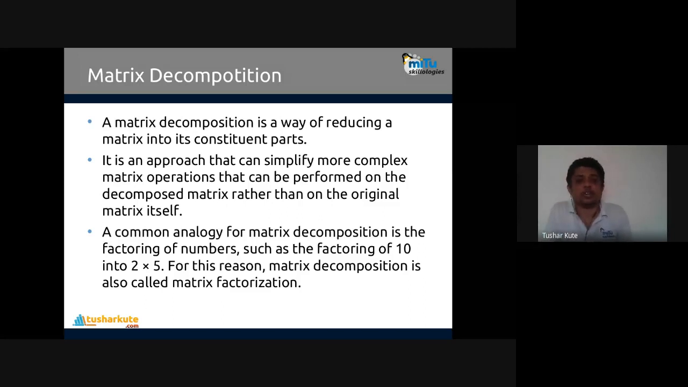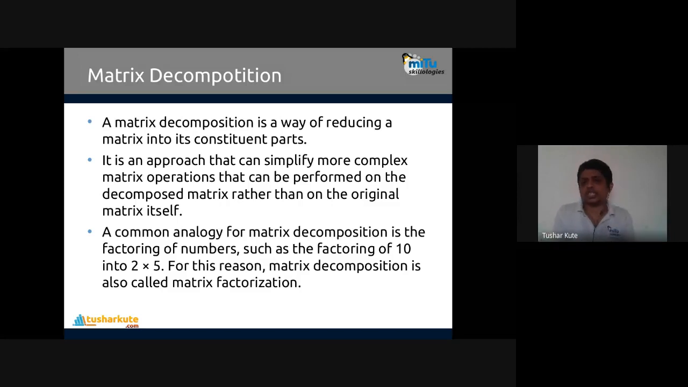For example, a common analogy for matrix decomposition is the factoring of numbers, such as factoring 10 into 2 times 5. Rather than performing the operation on 10, we perform it on 2 and 5. Their multiplication is also the same. This is what we call decomposing or factorizing. Remember, we called this concept factorization, 10 equals 2 times 5. That's why the terminologies are the same. Matrix decomposition is also called matrix factorization. So we factorize, we create small separate parts of it, and then we focus on those. That is called decomposition.